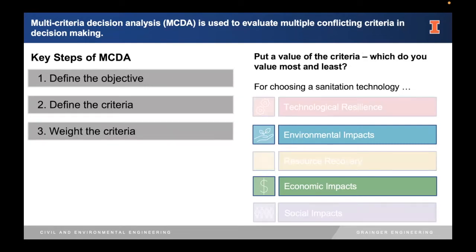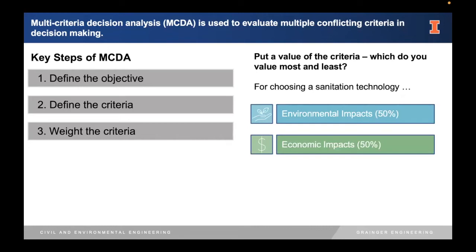For simplicity and time's sake today, we're just going to go over the criteria of environmental impacts and economic impacts and see how that can impact our decision. So then once we've defined the criteria that we want to use, we have to weigh the criteria. It could be maybe you care more about the environment or you care more about the economic. For this example, we're going to say that we value both criteria evenly.